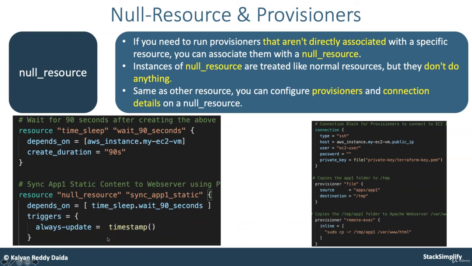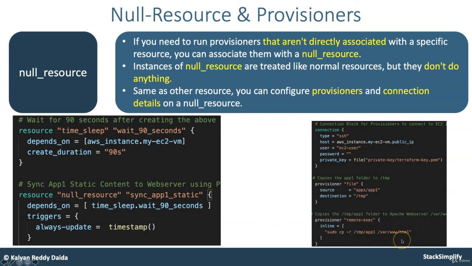So every time you run Terraform apply, the timestamp will change, which means this resource will have an update, and whatever statements you define after these triggers, any provisioners or anything, will be re-executed for every Terraform apply. This type of use case is helpful for deploying continuously updated static content on web servers. Now we'll implement the connection block after these triggers, and then we'll copy the apps app1 directory to temp using the file provisioner, and with the remote-exec provisioner you are going to copy that app1 directory to the /var/www/html of your web server.